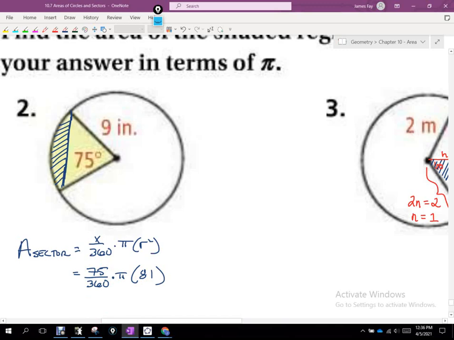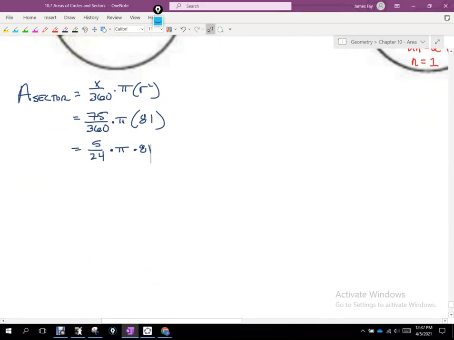So I get that. Now 75 and 360 aren't real nice numbers together. So I go 75 by 360. This gives me 5/24 times pi times 81. And this gives me 135 over 8 times pi.